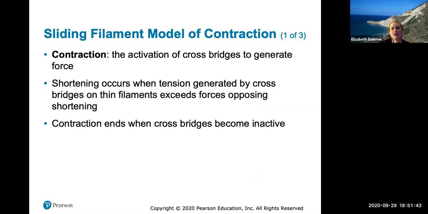Contraction of skeletal muscles then is the activation of a cross bridge, or a connection between your myosin head and your actin. This will generate a force when shortening occurs. Tension will be generated by the cross bridge on the thin filaments exceeding the forces opposing the shortening, and the contraction of a skeletal muscle will end when the cross bridge becomes inactive.